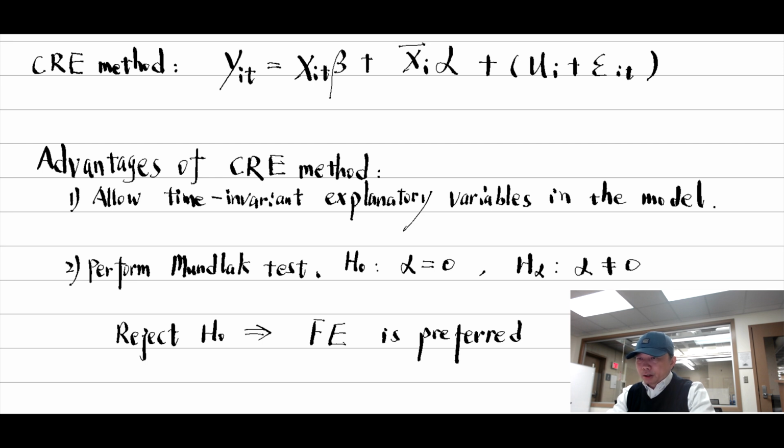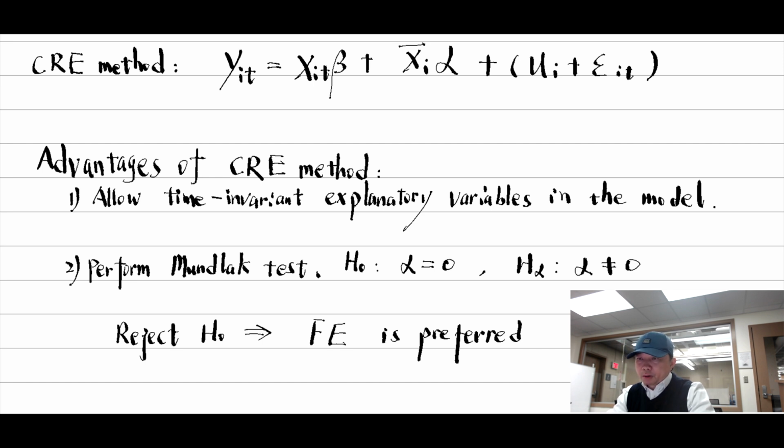Second, the correlated random effects method provides a simple way of choosing between the fixed effects and the random effects methods. It is called the Mundlak test. The null hypothesis is that the coefficients of the individual means, alpha, are zero. A high statistic and tiny p-value suggests that we reject the null hypothesis.